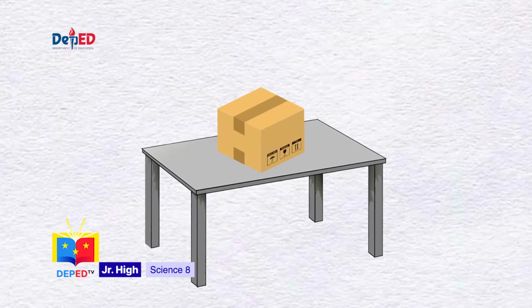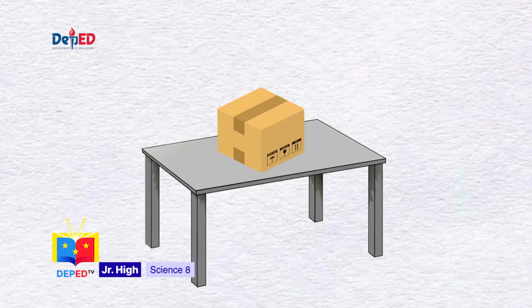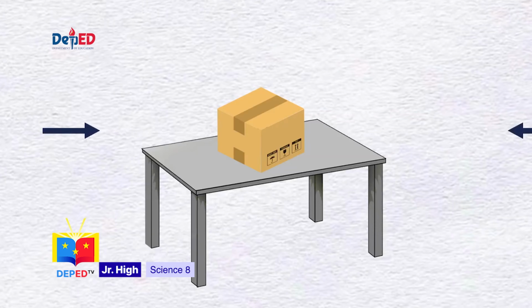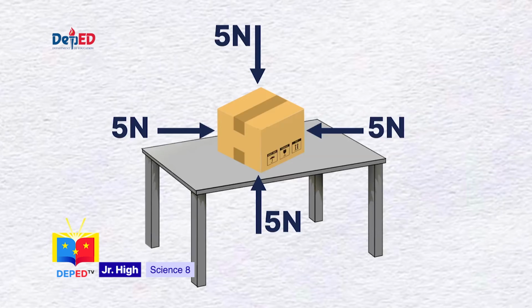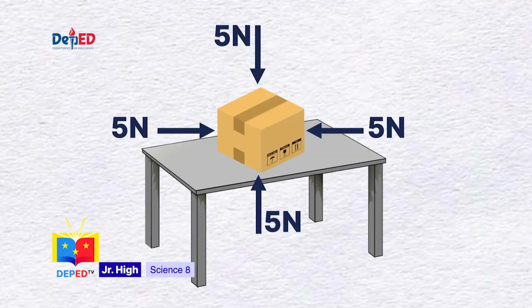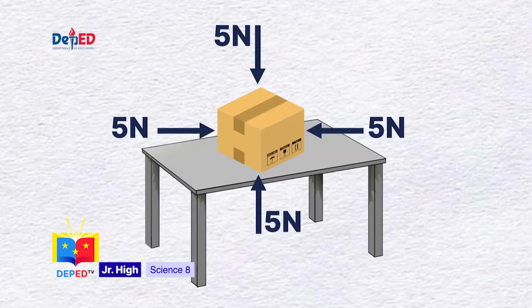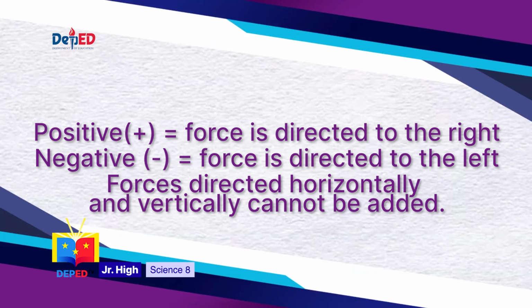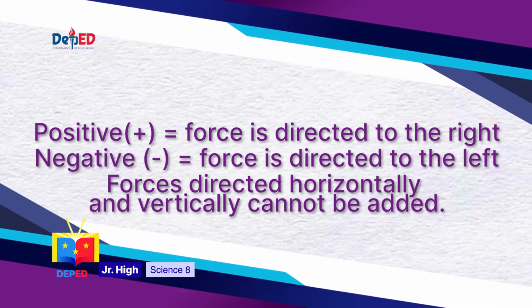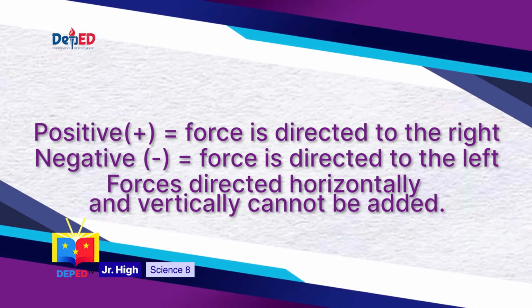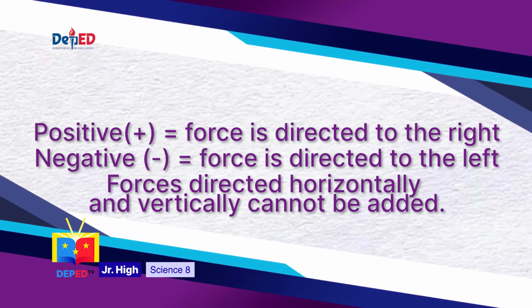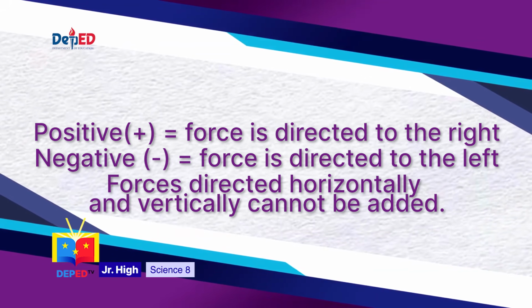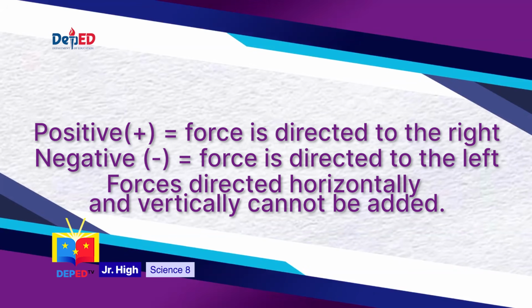In solving the net force, it is also important to know the line of action. We can only add forces which are in the same line of action, meaning those that do not belong to the same line of action can't be combined. Now we have learned that in adding forces, we use algebraic signs positive and negative to show the direction of the force. Also, forces can't be added if they are not in the same line of action.